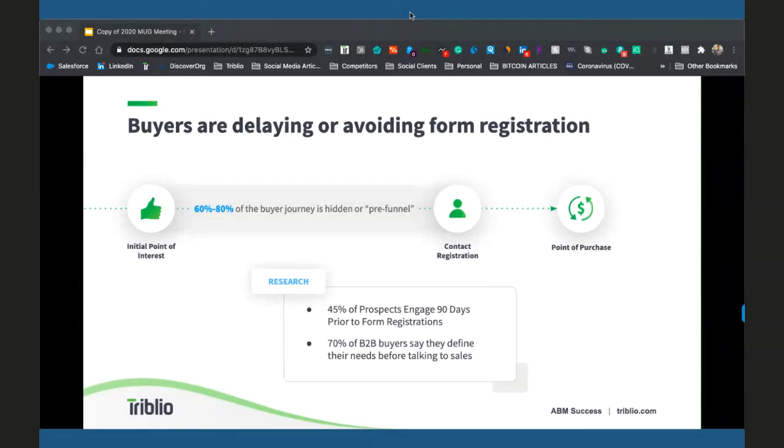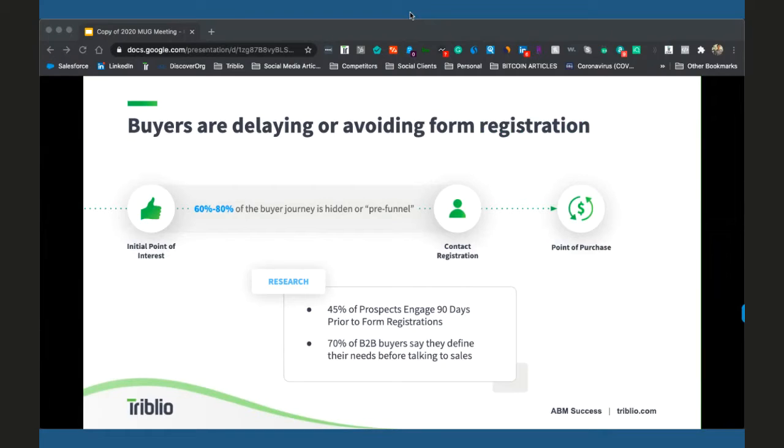And when we looked at, I think it was 200,000 sales cycles over 15 customers, we found that 45% of those prospects engaged with the company prior to a form submission about 90 days prior. So they were on the website doing their research and trying to form an opinion, thinking about, are they a good solution for me, 90 days before they ever filled out the form. So there's a huge gap in that time.